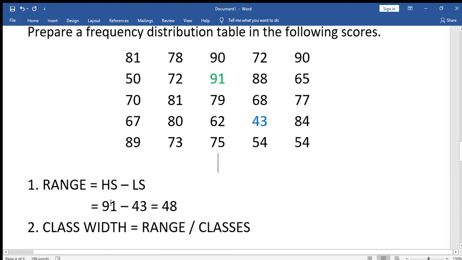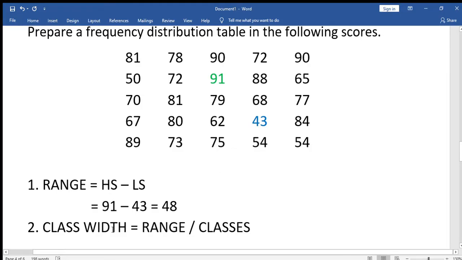So that's the first step. Then we are going to find out the range. The range is determined by subtracting the lowest score from the highest score. In our example, our highest score is 91 and our lowest score is 43. So getting the difference, this will result to 48. Okay? Then next, we are going to find out the class width.